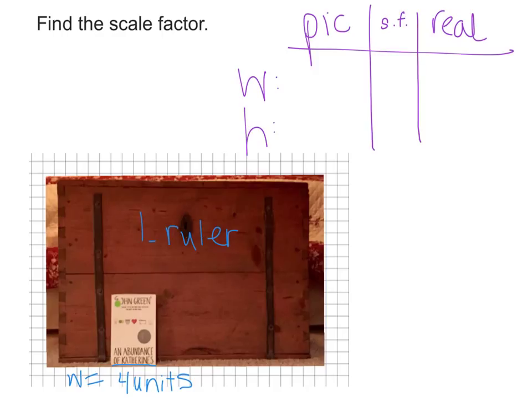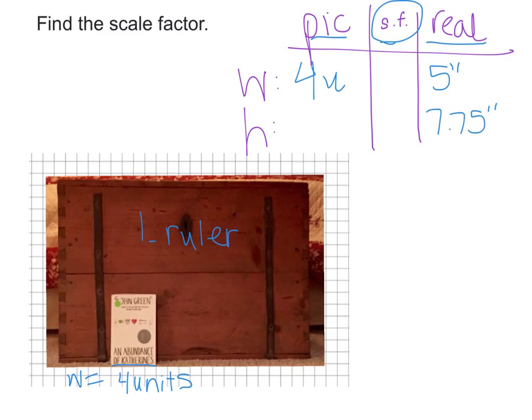I set up a table where I'll be comparing the picture of the book to the real-life dimensions of the book. And I left this extra column SF so I could write down the scale factor. I know that the width of the book in real life is 5 inches, and the height in real life is 7.75 inches. I know that in the picture, I have 4 units for my width. So now let's work on finding both the scale factor and the height of the book in the picture.